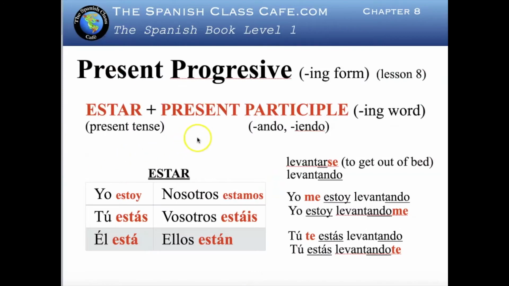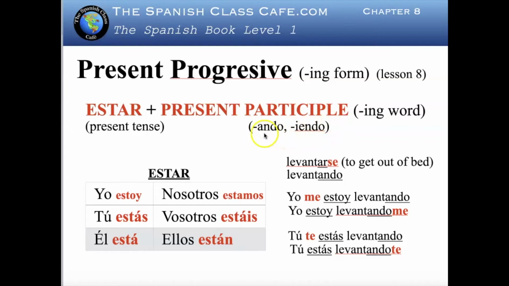Now let's see the present progressive tenses, or the ing form tenses. Remember how we build this tense. If you don't remember, check lesson 8. That's where I explain the present progressive. It is estar in present tense plus the present participle. And remember, the present participles end in ando and in yendo.